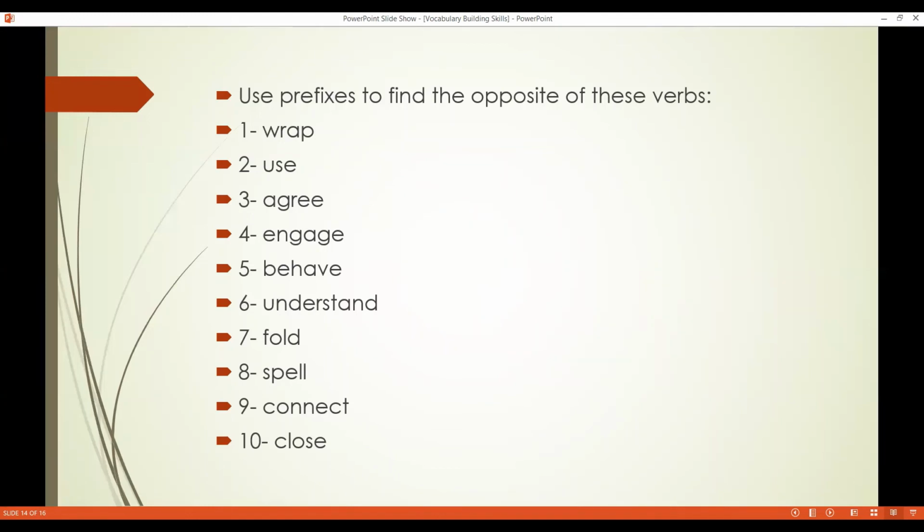As I have told you earlier, we are going to go from easy to difficult. So wrap, unwrap, agree, disagree, fold, unfold, it is very easy, and you could do it quickly in just a matter of minutes.